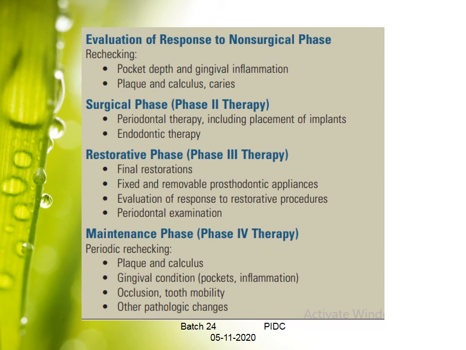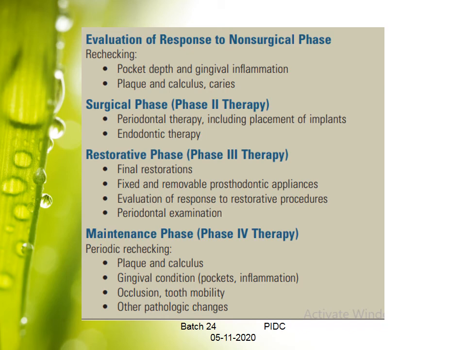By this, you go in for evaluation of response to the non-surgical phase, where you check for pocket depth and gingival inflammation, plaque, calculus and caries once the non-surgical phase is done. This is done 1 or 2 weeks after your non-surgical phase. After this, we go on to the phase 2 therapy, that is your surgical phase. Periodontal therapy, including placement of implants, comes under this.